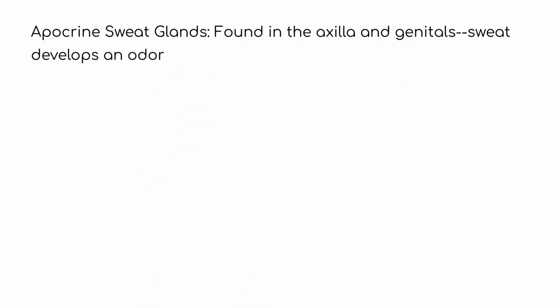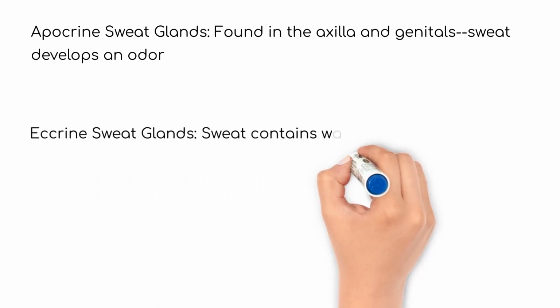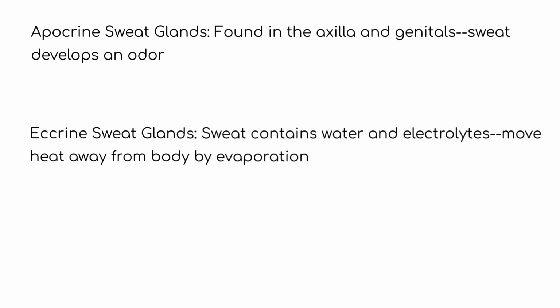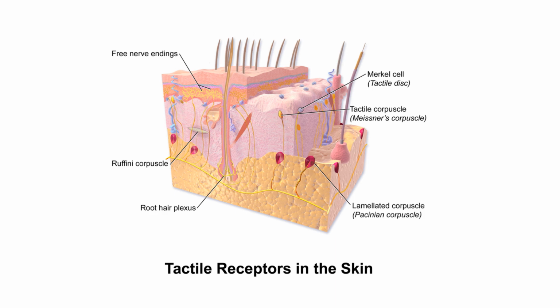Apocrine glands are found in the axilla and genital regions. Their secretions can develop an odor. Eccrine sweat glands are found throughout the rest of the body. Their secretions consist mostly of water, and their purpose is to move heat away from the body by way of evaporation. There are a number of sensory receptors located in the skin as well.